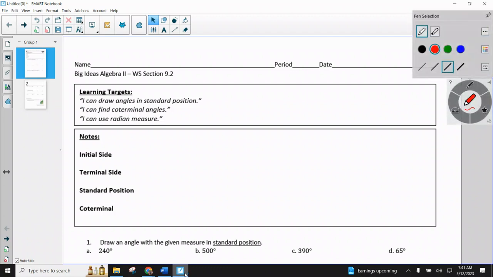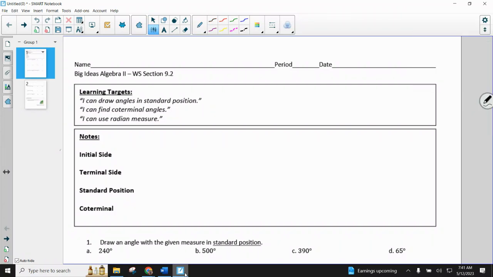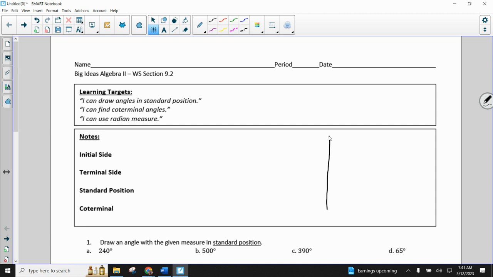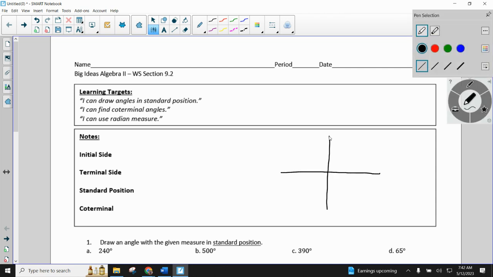Section 9.2 is going to be something that I don't know that you'd have ever come across before now. It has a lot to do with angles and measuring angles in different ways, and it starts with some of these notes vocabulary wise. We take a lot of these angles and we're going to overlay them on a coordinate grid. So imagine a Cartesian coordinate grid.